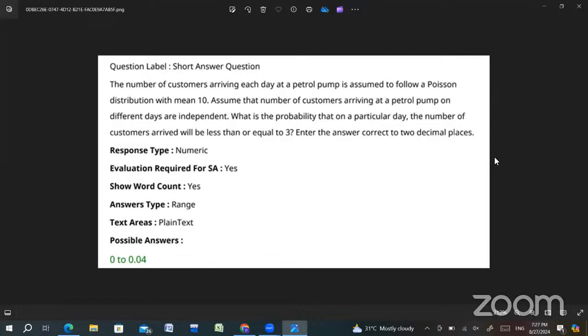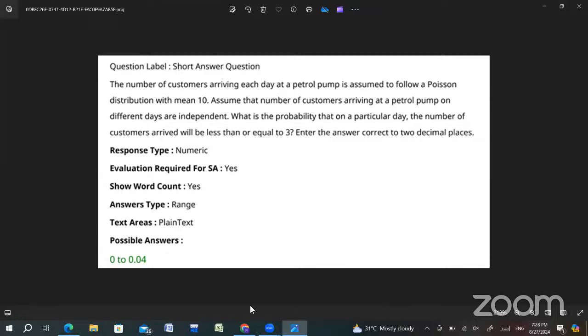Did you solve it? In the question, it is given that it is following the Poisson distribution with mean 10. So mean means lambda, and you are given the value of lambda, which is 10. The number of customers arrived will be less than or equal to 3, so you have to find the probability x is less than or equal to 3. Solve the value and you will get the answer.